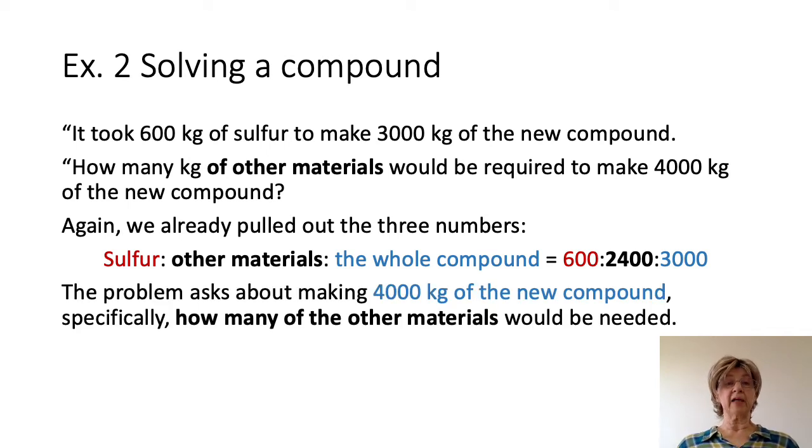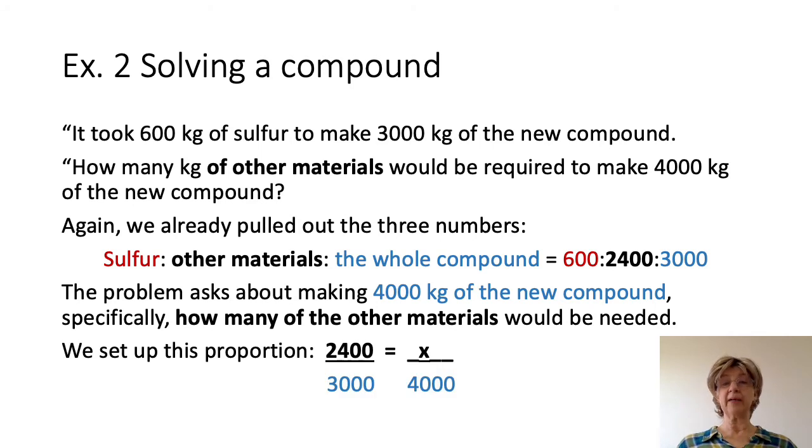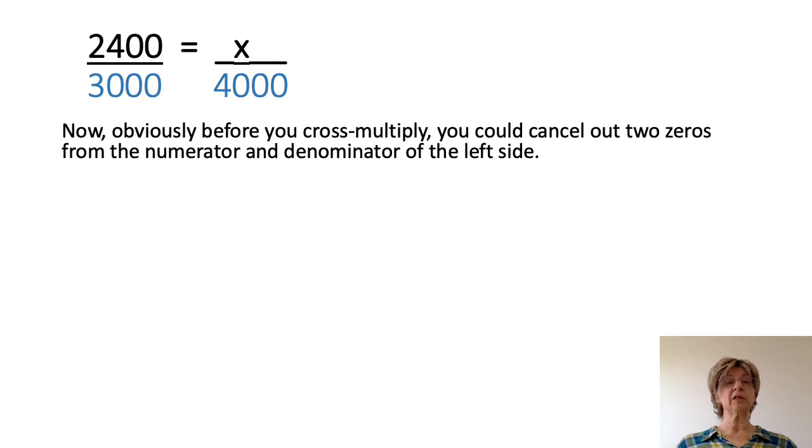The problem asks about making 4,000 kilograms of the new compound. Specifically, how many of the other materials would be needed. So we pull out the numbers for other materials and the whole compound to form our proportion. We set up this proportion. 2,400 divided by 3,000 equals x, which is what we're looking for, divided by 4,000. X amount of other materials. So there we have it.